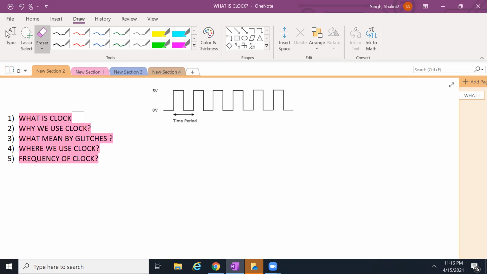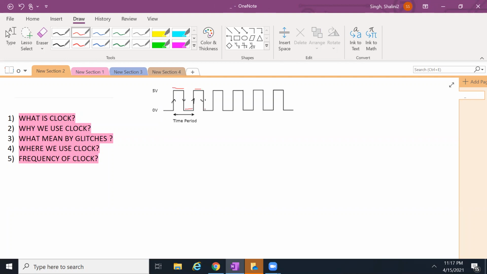The first one is, what is a clock? We'll see. I already made the clock diagram. Okay, so the clock looks like this. In the same way we can define the clock. These are all the edges, and these things we call a level.